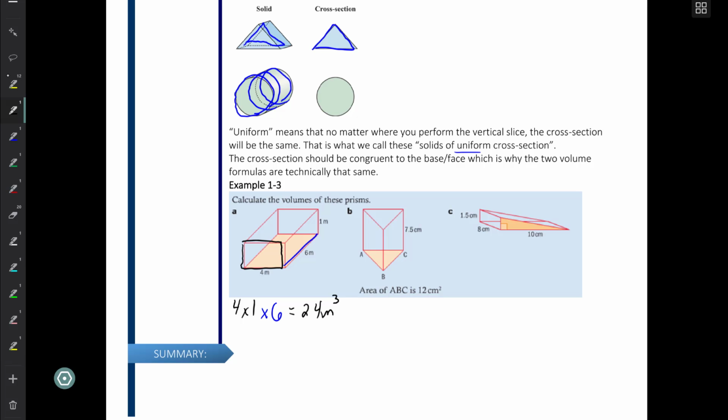Now, the next one is a triangular prism. It gives us the area of ABC. Well, that's perfect. That's a triangular base, so that's going to be our cross-section. It's applied across a height of 7.5 centimeters. Well, the area of that cross-section is told to us here. Perfect, 12 centimeters squared. So we say that's going to be our area, and we are going to multiply it across its length, which in this case is going up vertically. It's a height of 7.5. Multiplying those two together, we are going to see a volume of 90 centimeters cubed.